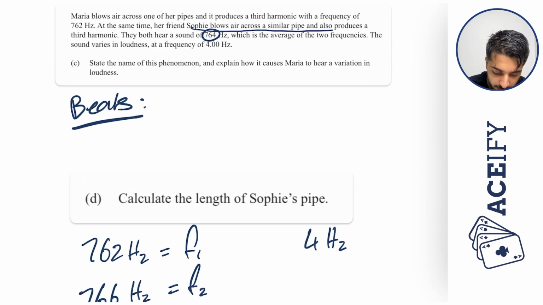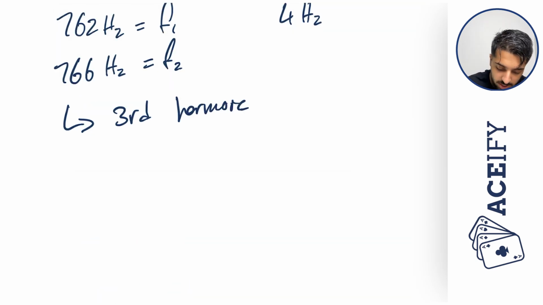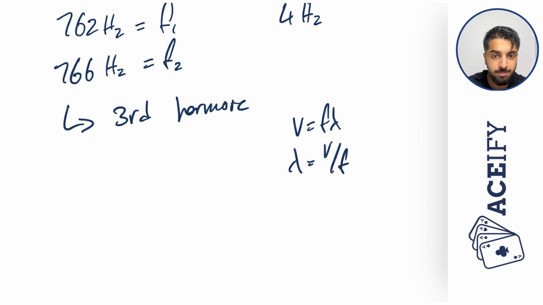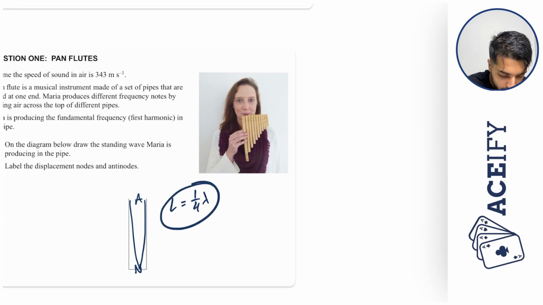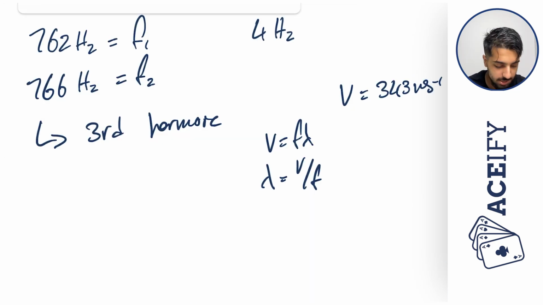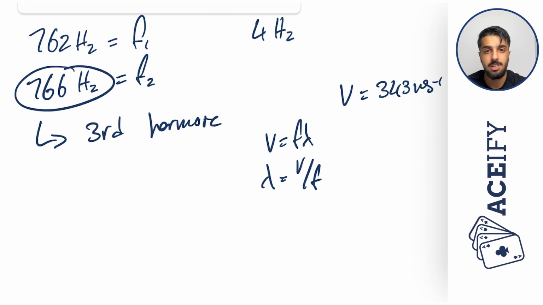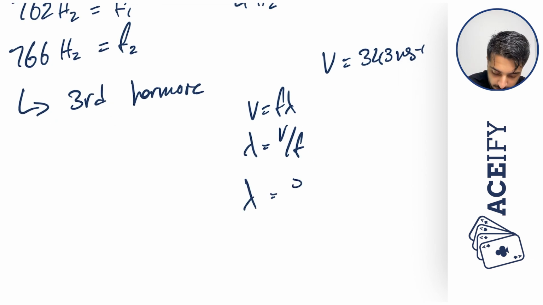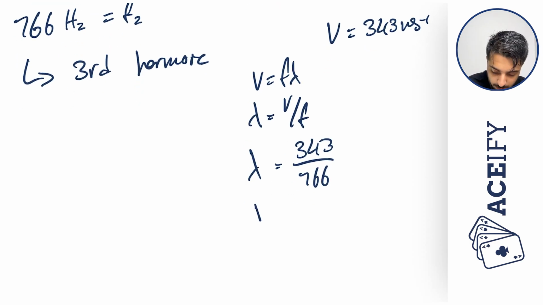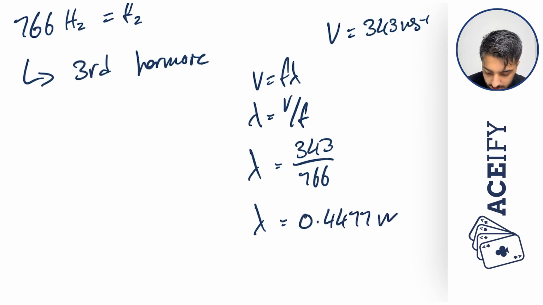Sophie blows across a pipe that produces the third harmonic. We know that v = fλ, and therefore λ = v/f. We know the speed of sound in this case is 343 meters per second, because it's given all the way up here. And obviously we know our frequency at the third harmonic is 766. So simply plugging in those numbers, we get 343 over 766, and we get a wavelength of 0.4477 meters.